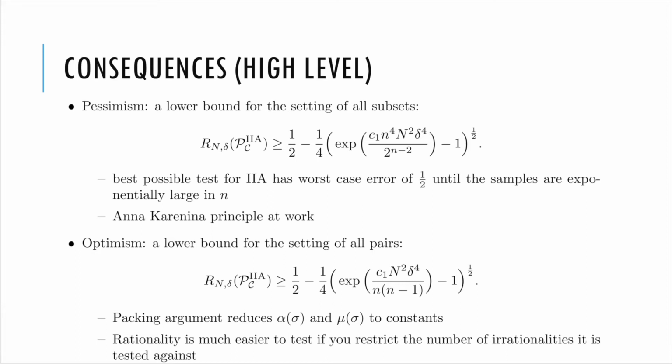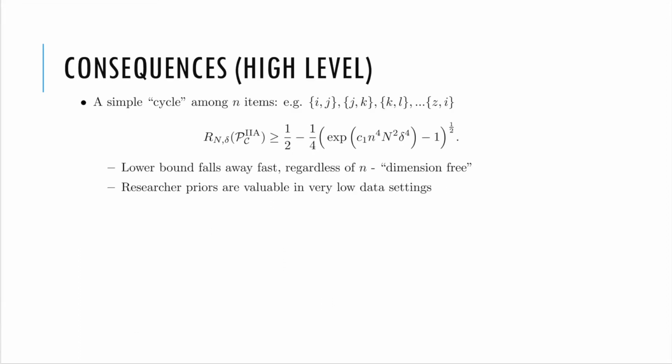Lastly, we consider a simple cycle, where analyzing our lower bound reveals a potential for a fully dimension-free test setting. If you look at a simple cycle of n items, the complexity of the lower bound is actually fully independent of n. n can be arbitrarily large, and you only need a small number of samples to test. This is one of the benefits of understanding structure, because practically, when you're in these extremely low sample settings and trying to identify whether IIA is a good model or not, you can apply your researcher prior by selecting a simple cycle among n items and only performing your test there.